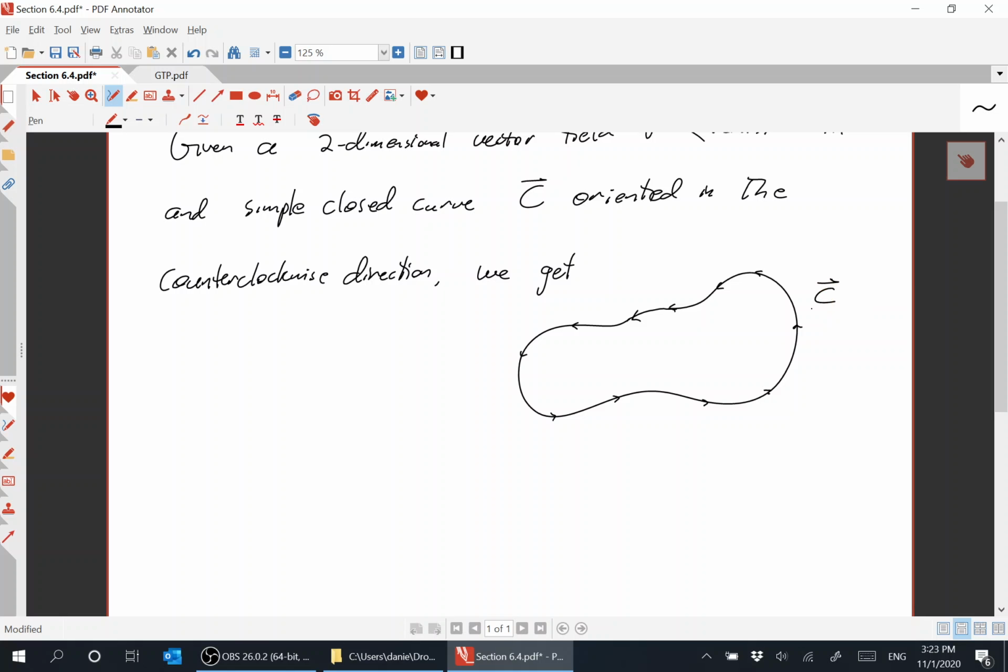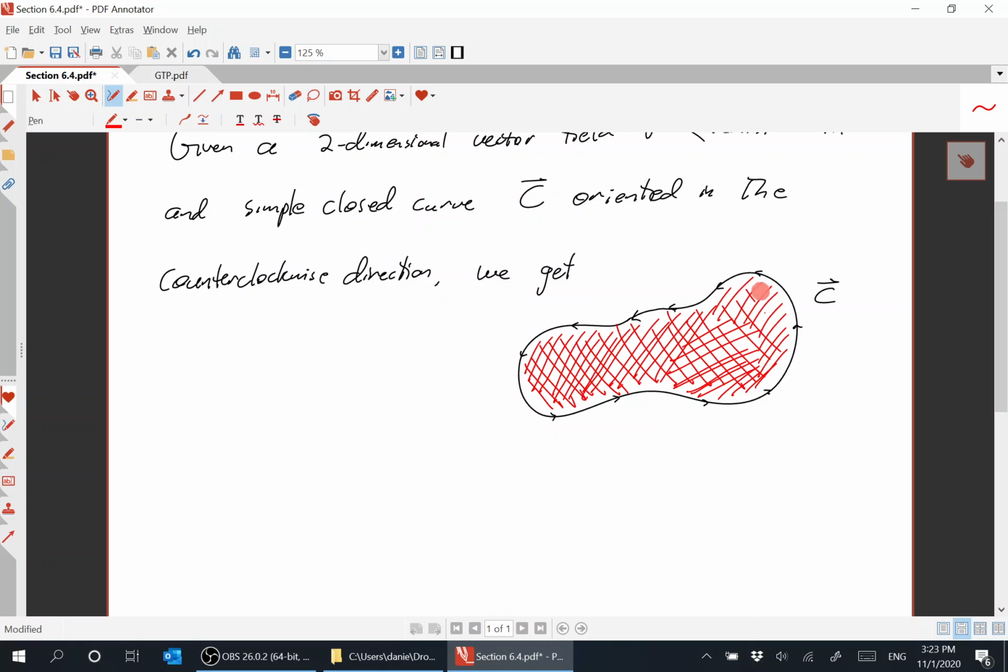So this is C. And then you also have this interior of C. Right? And since you have an interior and an exterior of C, just 2 regions, you have a well-defined counterclockwise direction. Right? It's roughly circular, in some sense.